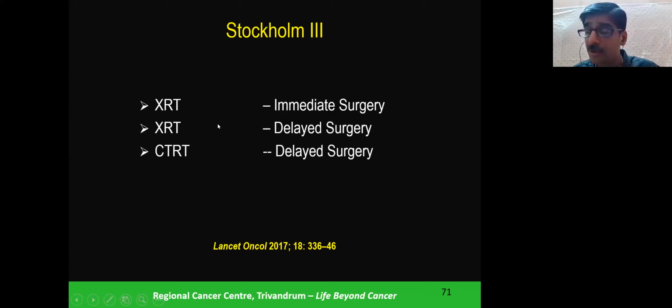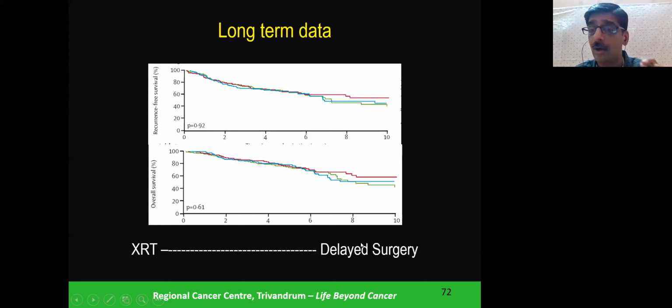We all thought that after short course RT, you had to operate within 5 to 7 days. That's what I said initially. But you can delay the surgery even after a short course RT. Then the conventional long course chemoradiotherapy and delayed surgery. So these three arms were compared, and they found that short course RT and delayed surgery is a practical option for rectal cancers, and the results are as good as any other sequencing modality.